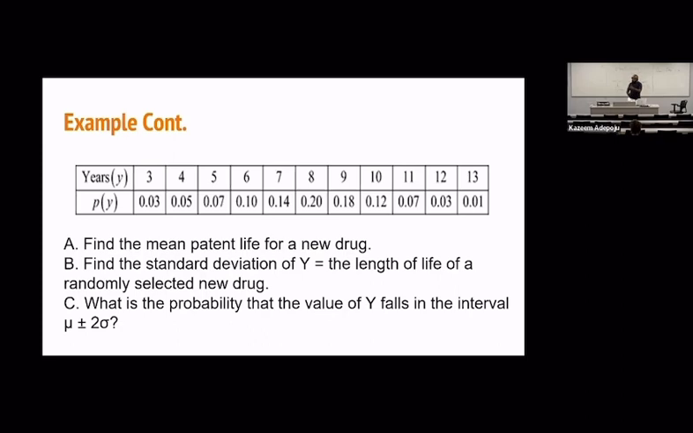Now, in a situation where you have a random variable and its corresponding probability, how do we figure out the average? We live in a world of average. We want to figure out the average. That's why you see, find the mean patent life for a new drug. And the moment we get the average, how can we be confident that the value we got for the average will represent the data set? That's why we're going to go for either the variance or the standard deviation.